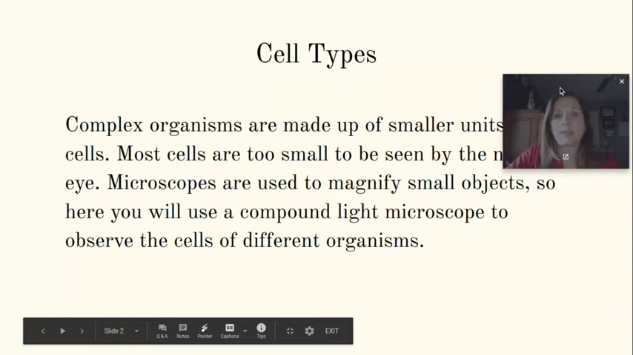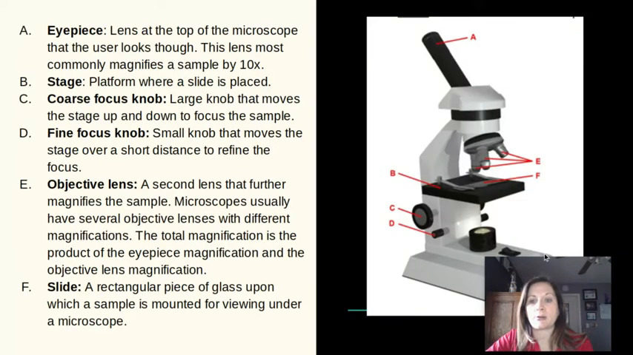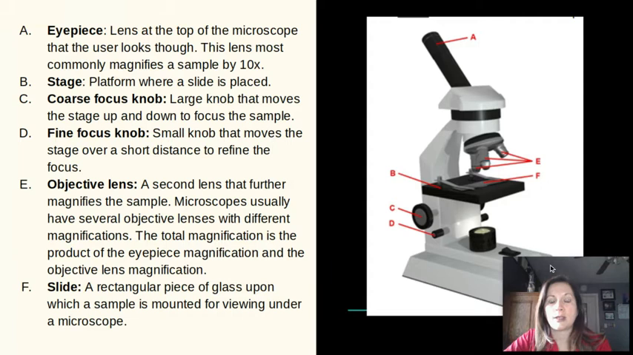So, cell types. Complex organisms are made up of smaller units called cells, which we've been talking about. Most cells are too small to be seen by the naked eye. Microscopes are used to magnify small objects, so here you will use a compound light microscope to observe the cells of different organisms. And like I said, you already used the microscope in class, so this is just a quick review for you.